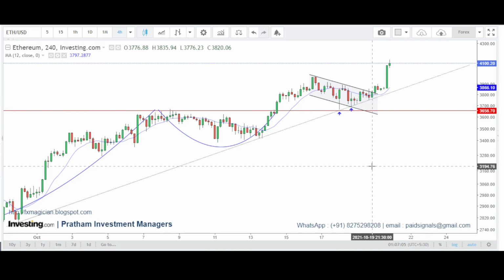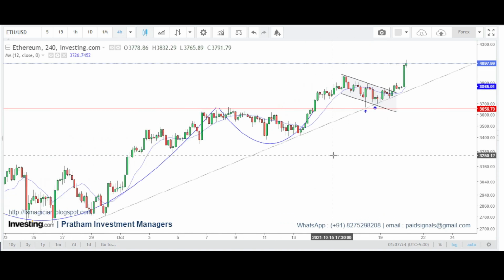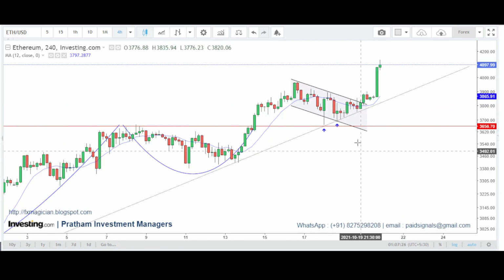So it looks like the support at this point is working perfectly strong. The neckline is working perfectly strong. The retesting process is done by the price, and then slowly it started moving along the rising trend line. There was a formation around this neckline area, and it is a flag kind of formation.